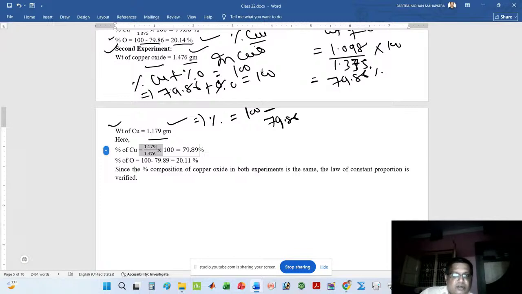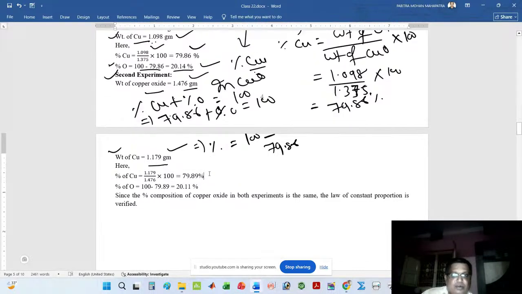So here I can write percentage of copper means 1.179 divided by 1.476 into 100. If you solve this, you will find that it is 79.89. Now I will again apply the same concept. Percentage of oxygen is how much? 100 minus percentage of copper, that is 100 minus 79.89 is equal to 20.11.